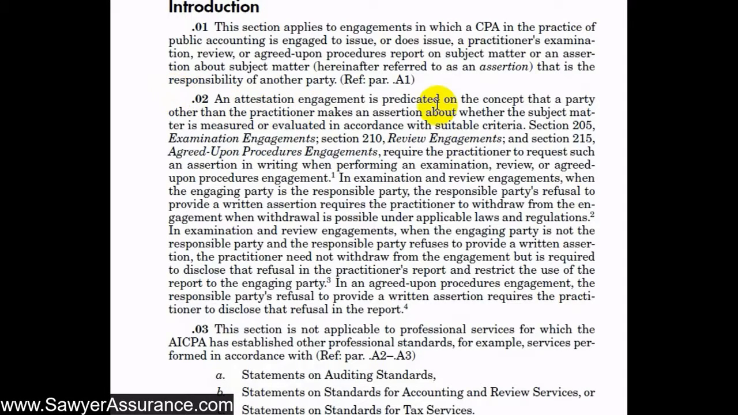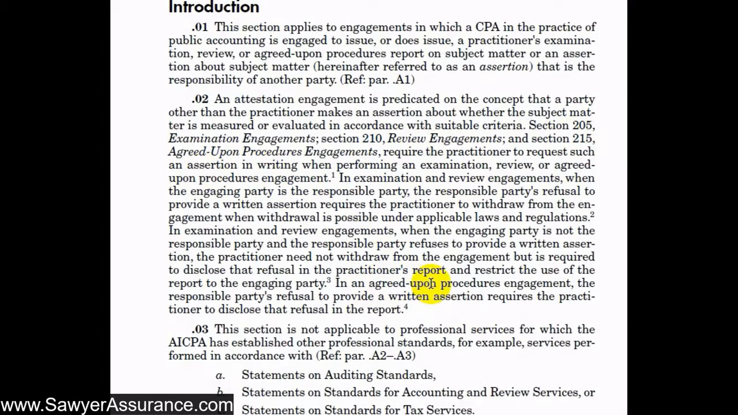So before beginning our engagement, as we will find out in later sections as well, the responsible party, that could be management or whoever is responsible for the subject matter that we are examining or reviewing, is required to tell us or write out the assertion of what criteria the subject matter is under. And we'll see that in section 215. We are required to request such an assertion in writing when we're performing an attestation engagement.